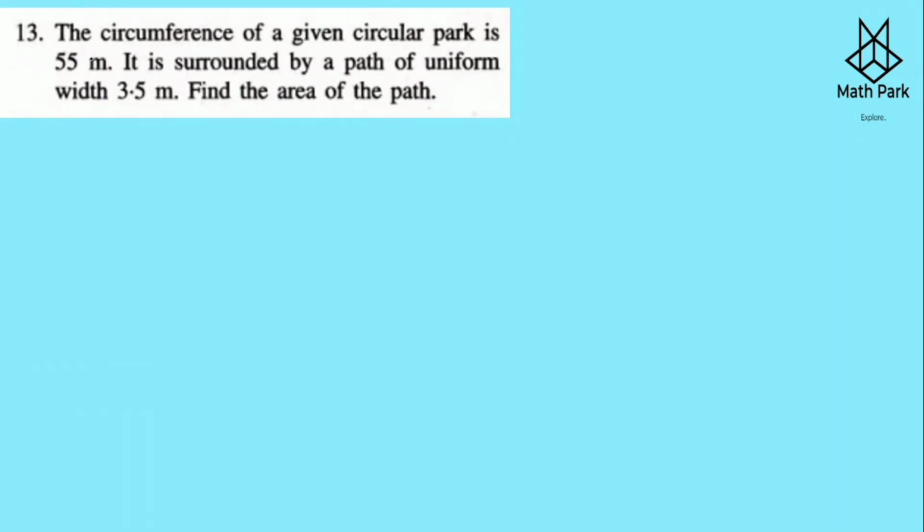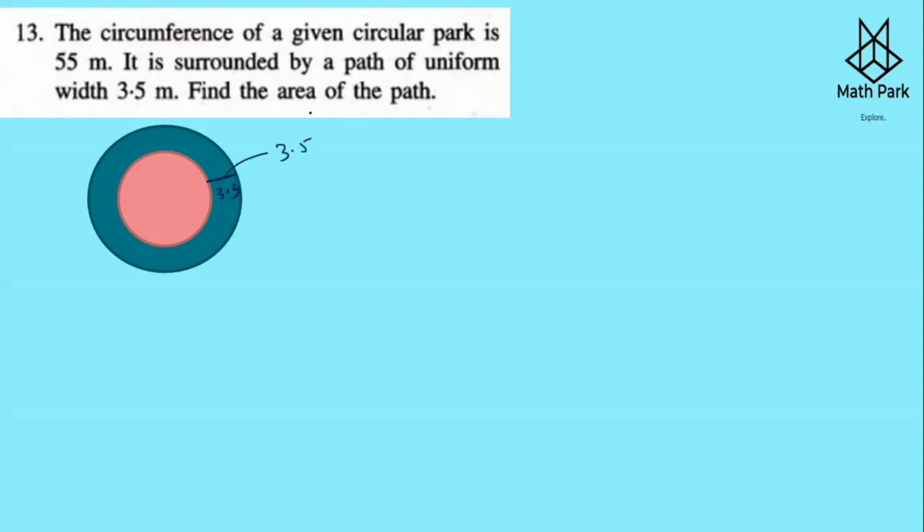Got it? The last question of today's video: the circumference of a given circular park is 55 meters. It is surrounded by a path of uniform width. The width of this path is given as 3.5 meters. Find the area of the path.